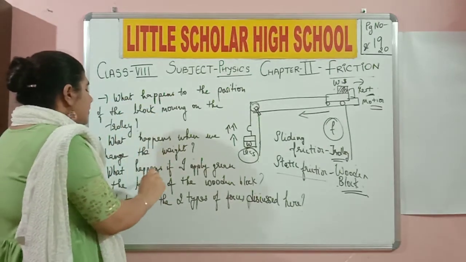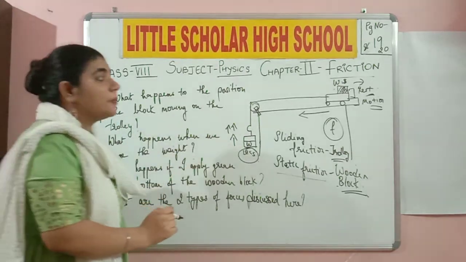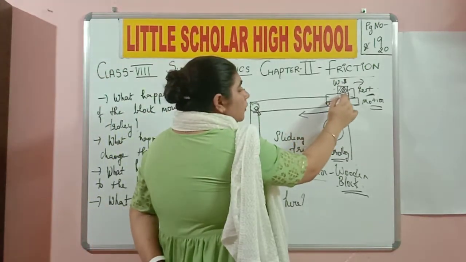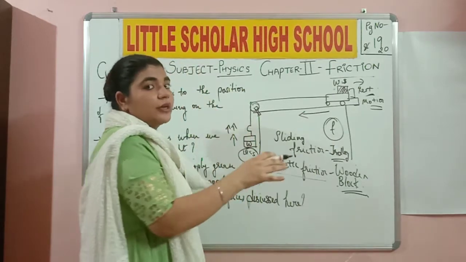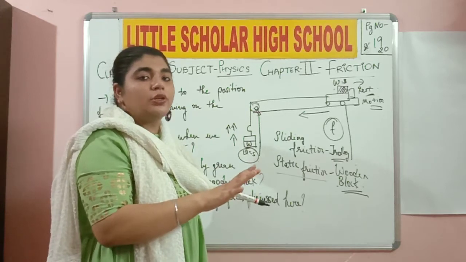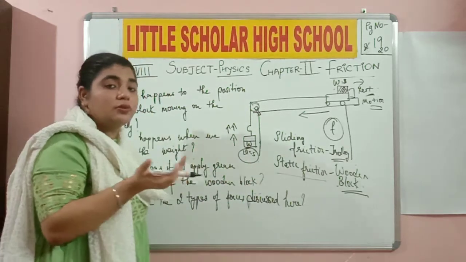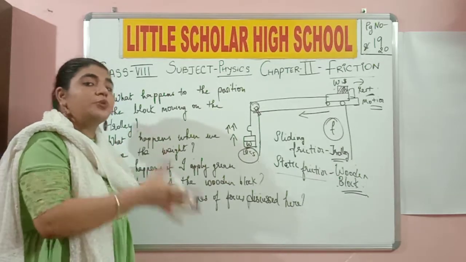Now, what happens if I apply grease to the bottom of the wooden block? If I apply grease to the bottom of the wooden block and I keep increasing the weight over here, the block is definitely going to fall down in the first case itself because that is going to reduce the friction. Do you understand? All these smooth surfaces and lubricants are basically used so as to reduce the friction.